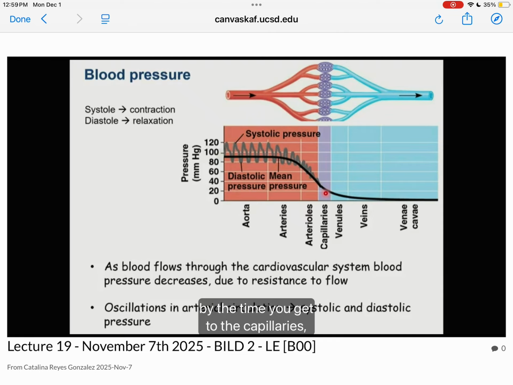So by the time you get to the capillaries, the pressure is already very low. At the level of the vena cava, it's practically 0 millimeters of mercury. So my question to you guys, what causes then that blood to return to the heart? If the pressure, which is the driving force, decreases significantly, look, by the level of the capillaries is 20 millimeters of mercury. At the level of the aorta was around 100 millimeters of mercury. What makes it keep going?